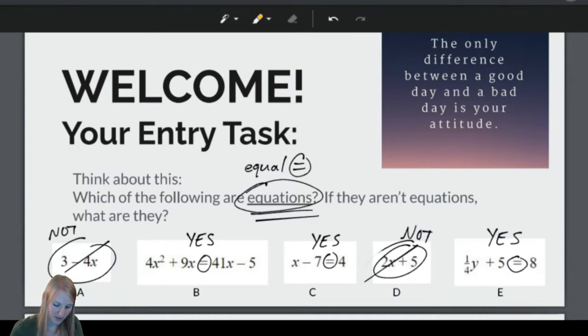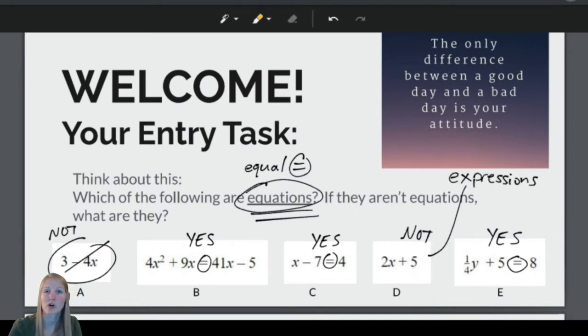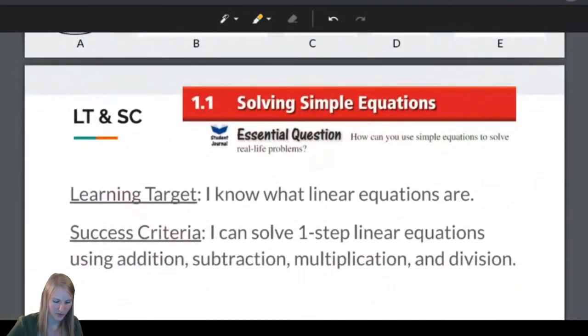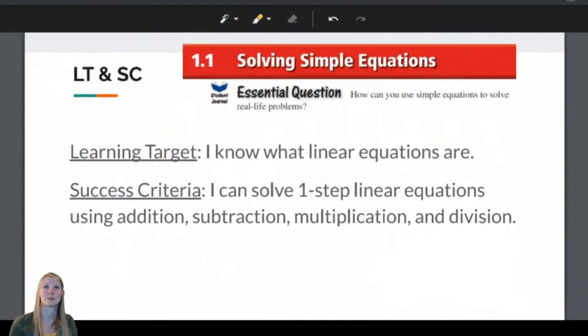Things like this, things that are not equations, that do not have equal signs, we call these expressions. Expressions. Anything without an equal sign, you could call it an expression. So, now that we're done with our entry task, let's move on to what we're going to talk about in this lesson. So, this is Chapter 1, Lesson 1, 1.1, first section of Chapter 1. It is about solving simple equations.